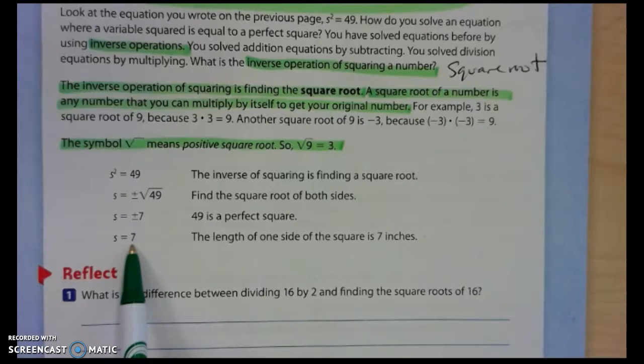Now, we throw out the negative for a reason. If you measure a square, you cannot measure a negative 7 inches. Okay, it would have to be positive. Positive is the only solution that makes sense. That's why they throw the other one out.